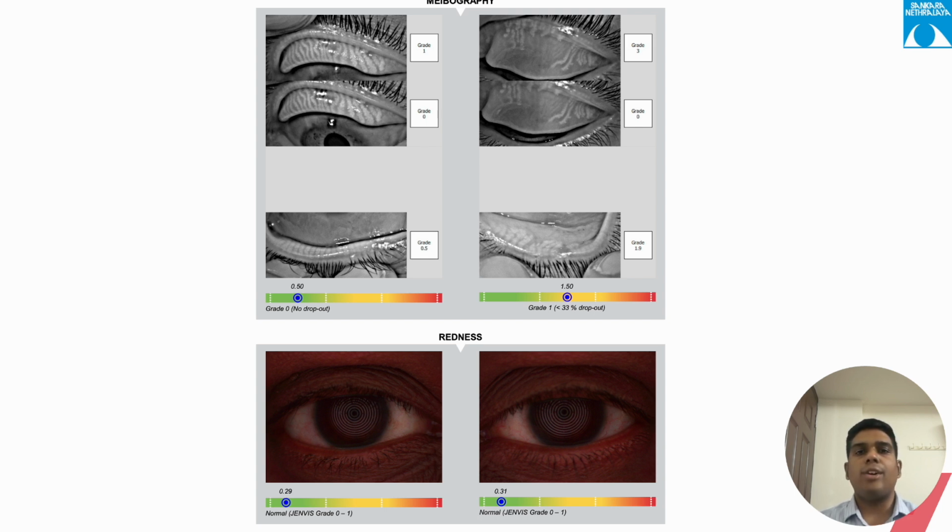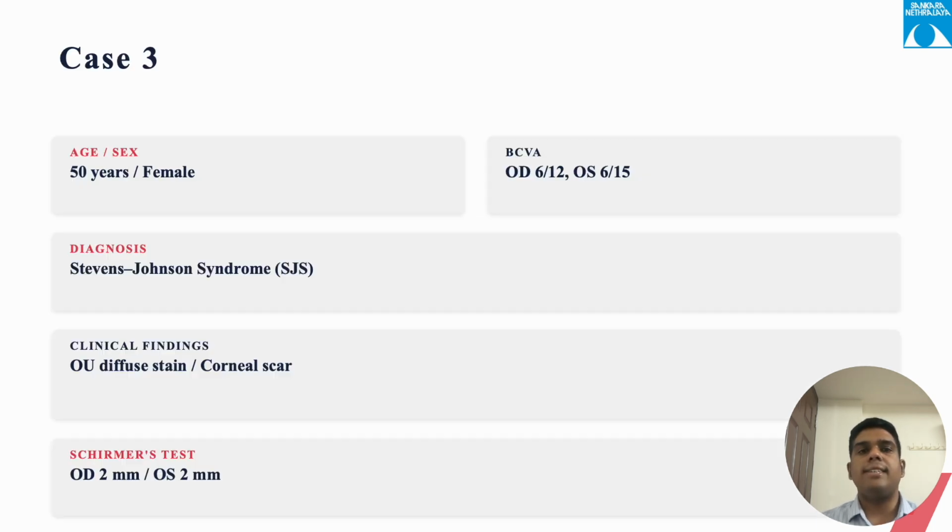So she was under the care of a rheumatologist for systemic control. Along with that, she was prescribed topical lubricants and topical immunomodulators. Our third case is a 50-year-old female with Stevens-Johnson syndrome. Her vision is 6/12 in the right eye and 6/15 in the left eye.